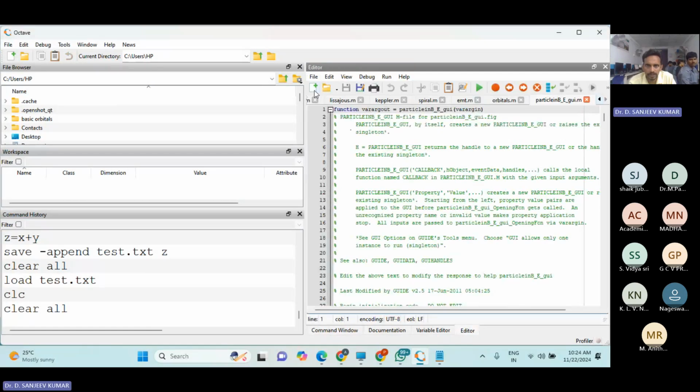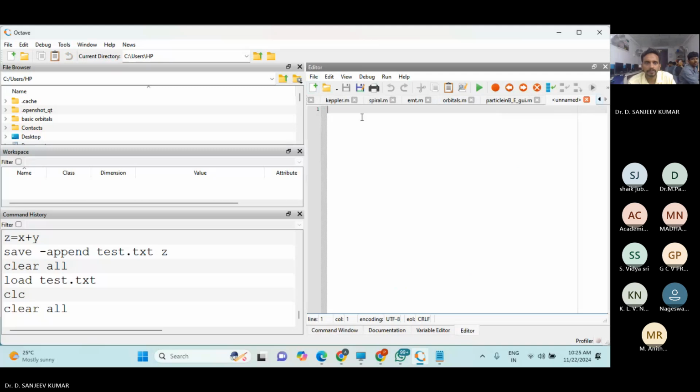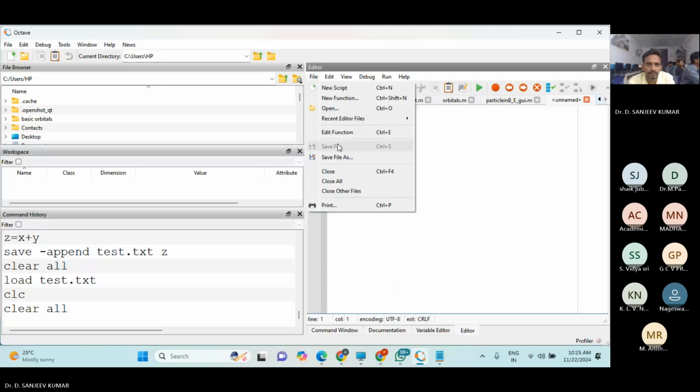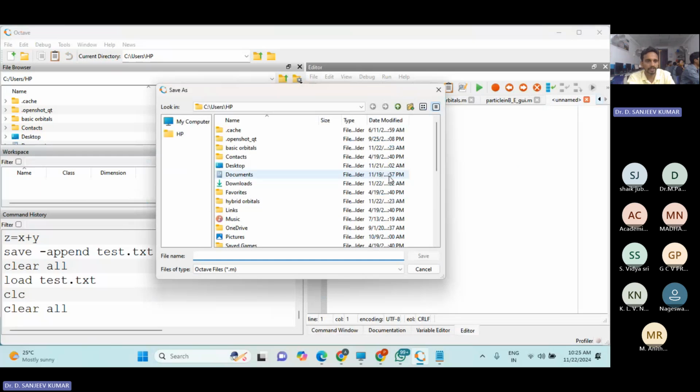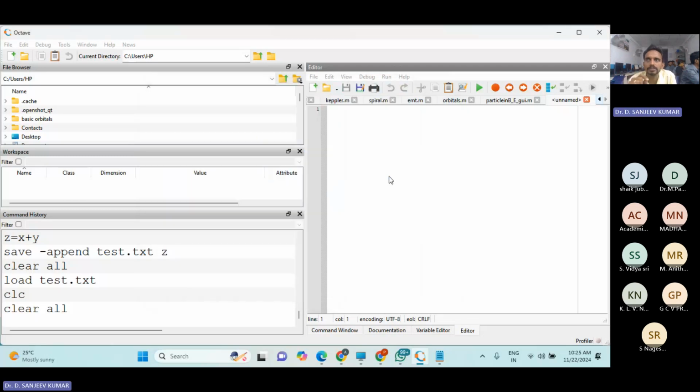I'm going to the editor and I'll write a new script. I save it as square wave. If you need a space, you have to use an underscore in the name of the file: square underscore wave dot m.